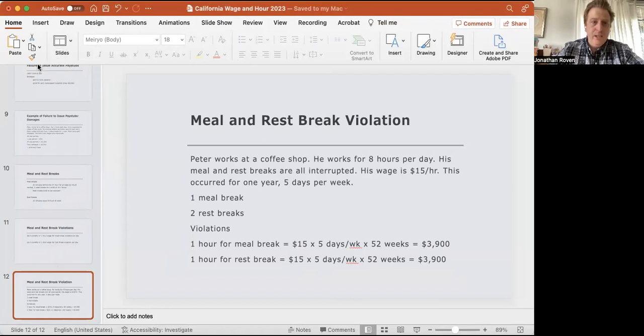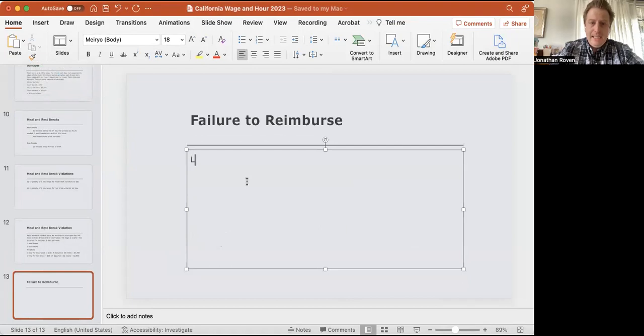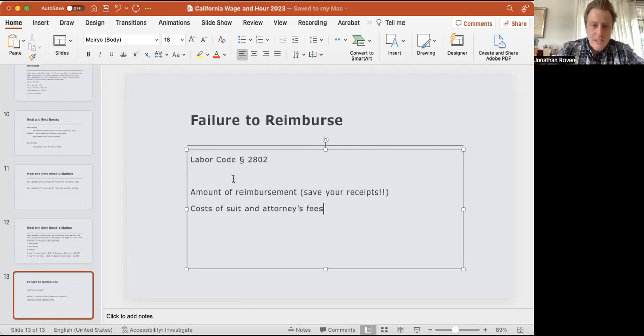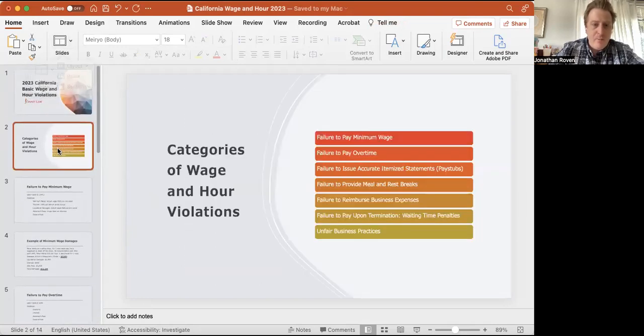Okay, so failure to reimburse. That is under Labor Code section 2802. Basically, that is going to be the amount of reimbursement, so save your receipts. It also will include cost of suit and attorney's fees. It's a pretty simple one. It's anything related to the business that you had to expend out of pocket.